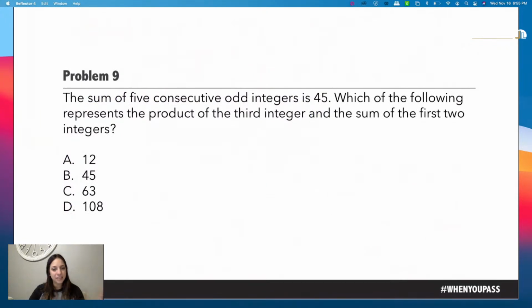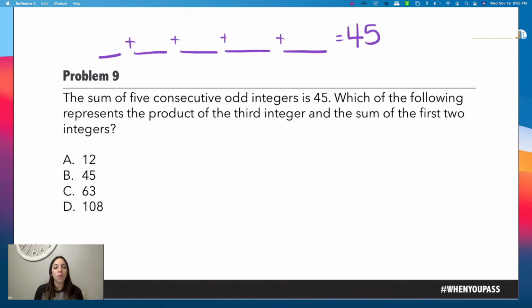This one's back to a little bit of the easier kind. The sum of 5 consecutive odd integers is 45. So I know that something plus something plus something plus something plus something is going to equal 45.